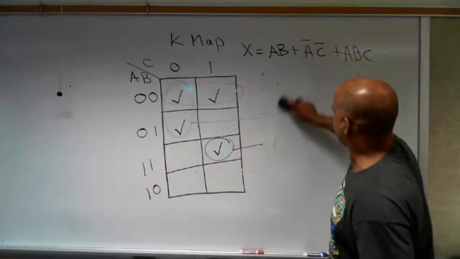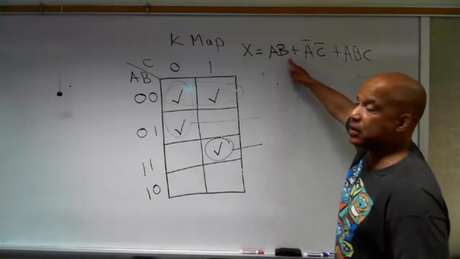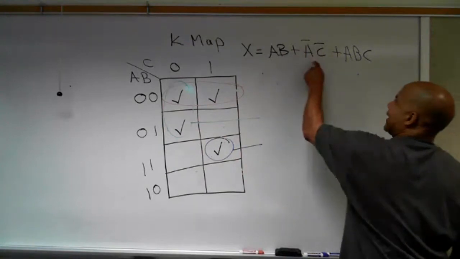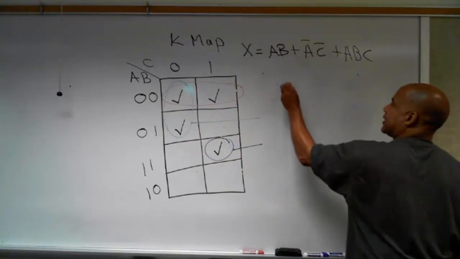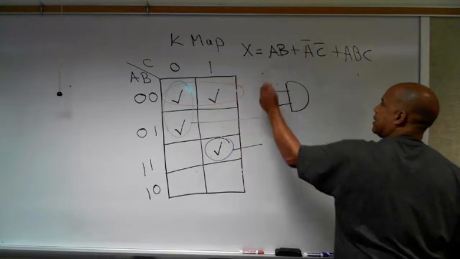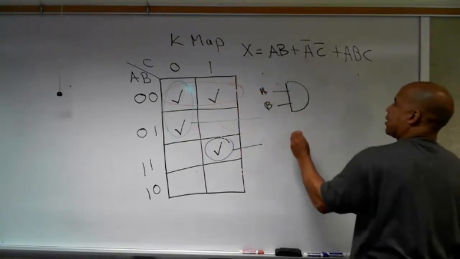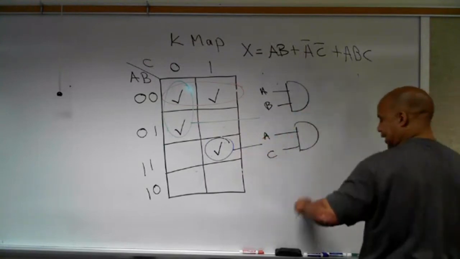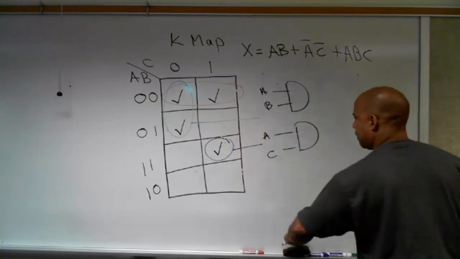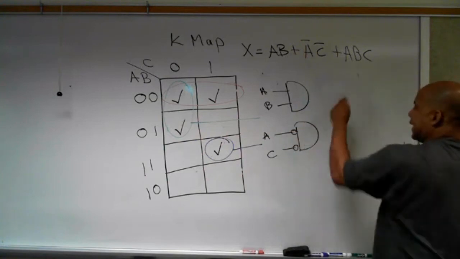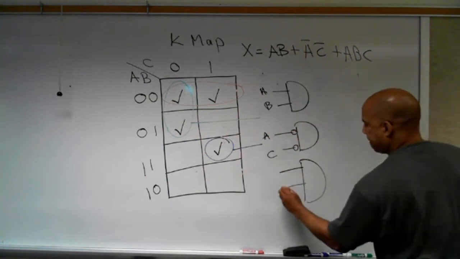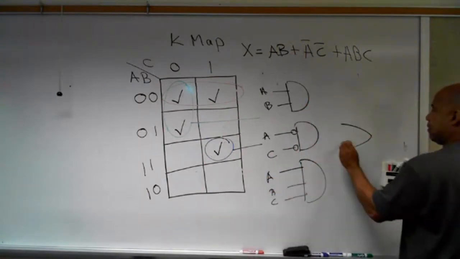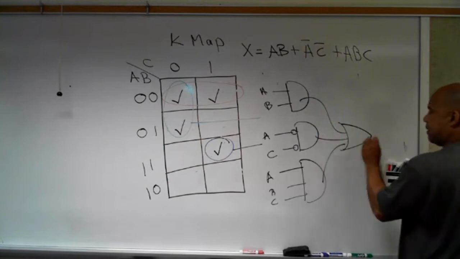The other thing you want to remind yourself of is how to go from this expression to gates. If I want to write this as gates, I have AND gates ORed together. The first AND is AB. The second one is AC, but that's not it, so I have to put bubbles over here, inverters. And then I have a 3-input AND, ABC, and they're all ORed together. So you should be able to do that.